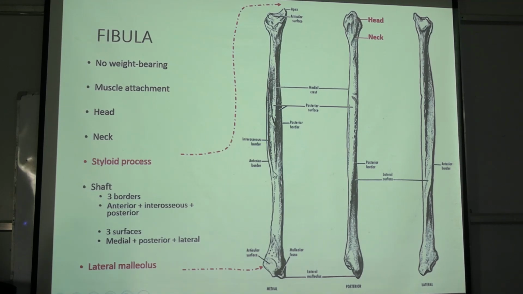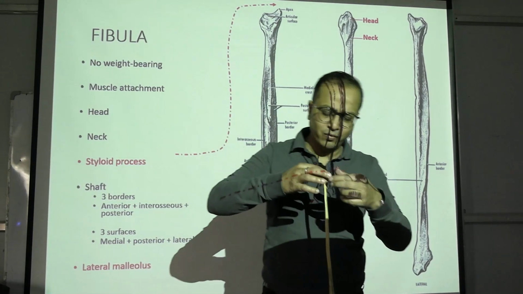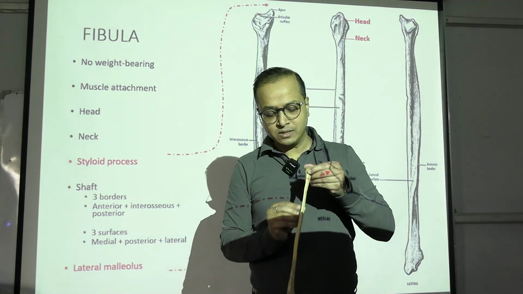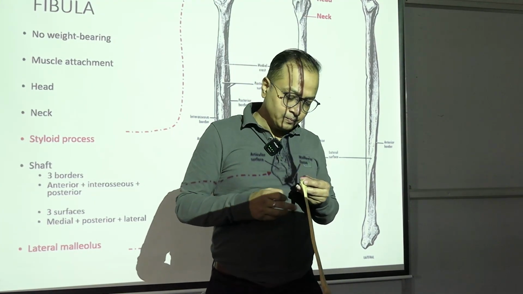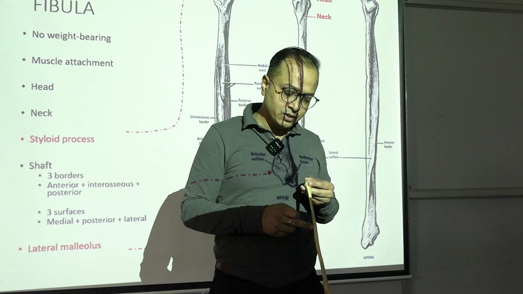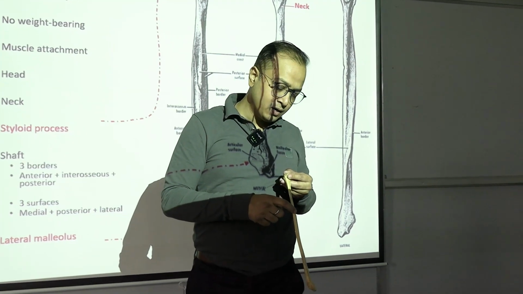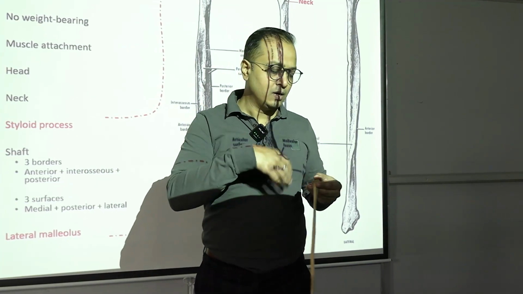This interosseous border is there, and opposite to that we have the posterior border. So anterior border, posterior border, interosseous border, you have to identify. Once you identify these, then go for the surfaces. Between the posterior border and the interosseous border, we have the posterior surface, which is present on this side. Between the anterior border and interosseous border, we have a medial surface, and between the anterior border and the posterior border, we have the lateral surface. So we have three borders and three surfaces in this region.